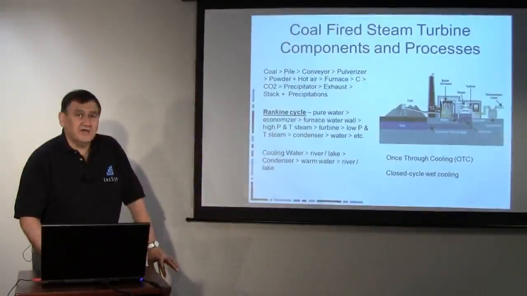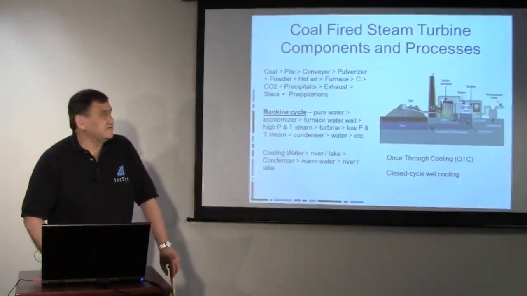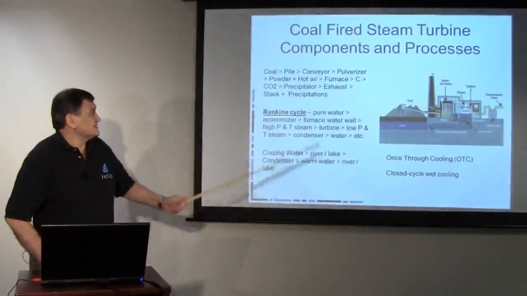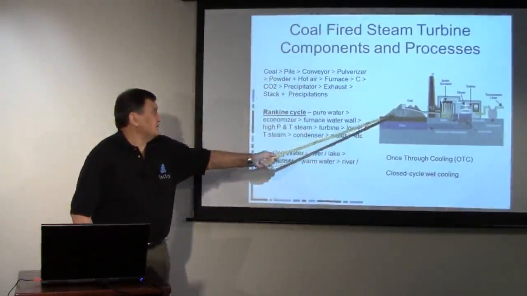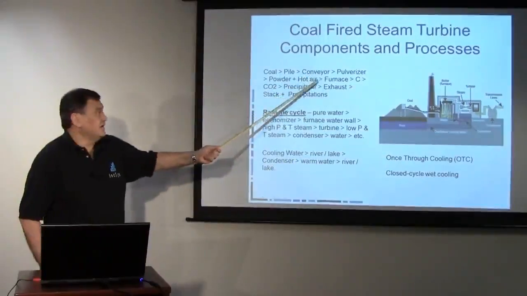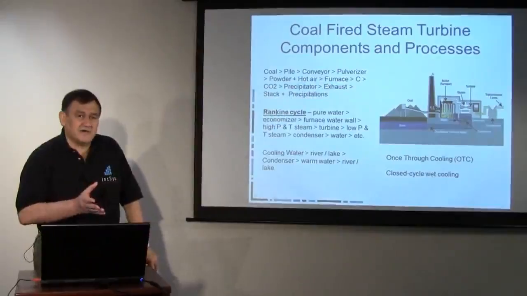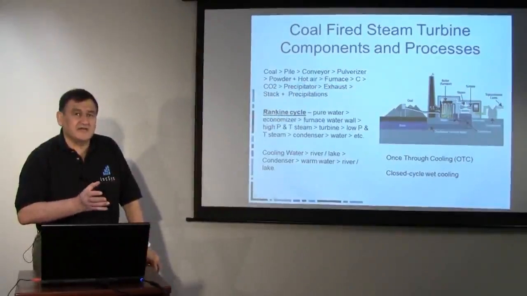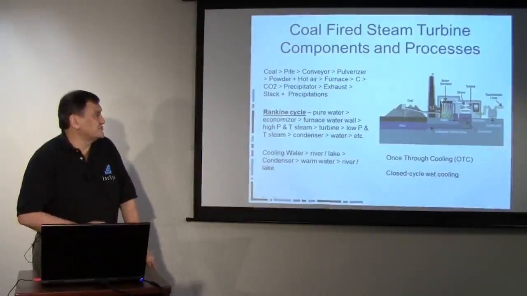So basically, a coal-fired steam plant goes through a number of processes. The coal is taken from the pile on a conveyor, and then it's pulverized into a very fine powder. That powder is mixed with hot air and ignited to cause an explosion and heat within the furnace, well, a controlled explosion.